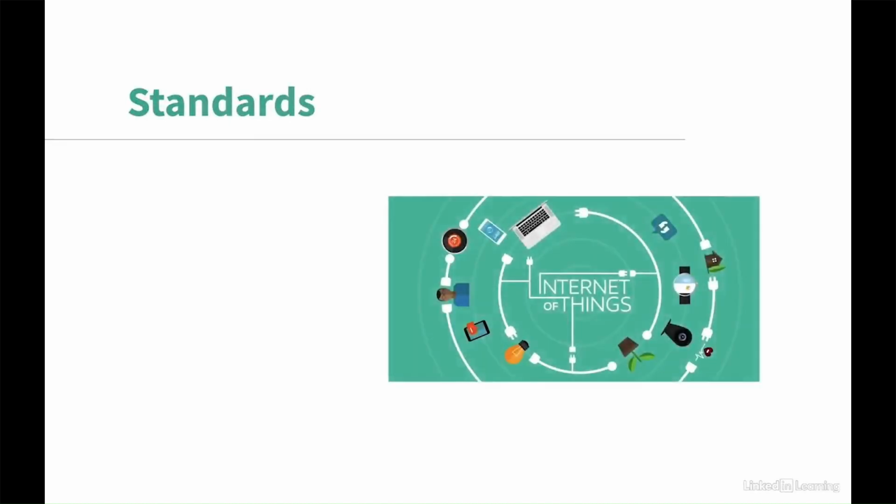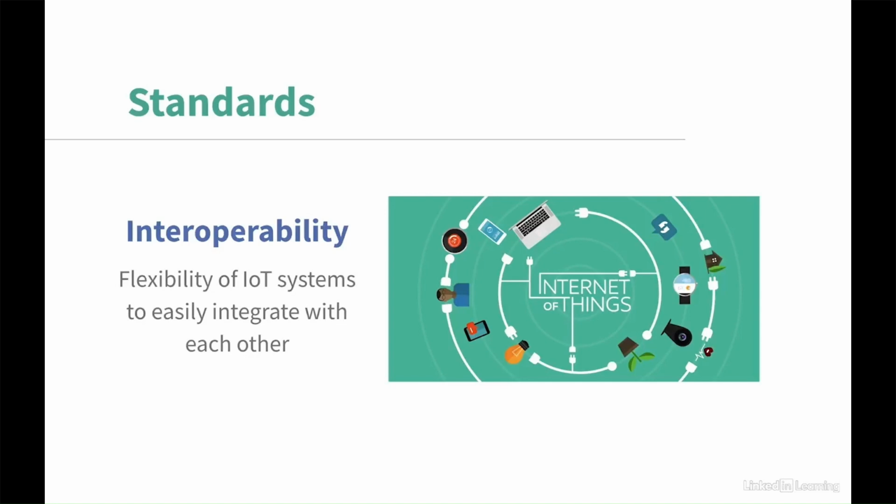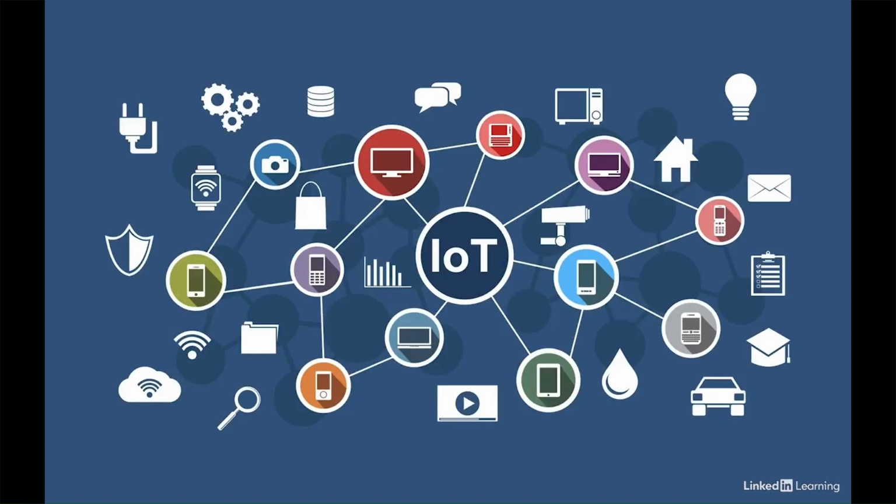The fourth challenge within an IoT ecosystem is interoperability and standards. Interoperability is the flexibility of an IoT system to integrate easily with another system without conflict due to the different heterogeneous IoT protocols. In a fully interoperable environment, any IoT device would be able to connect to any other device or system and exchange information as desired.